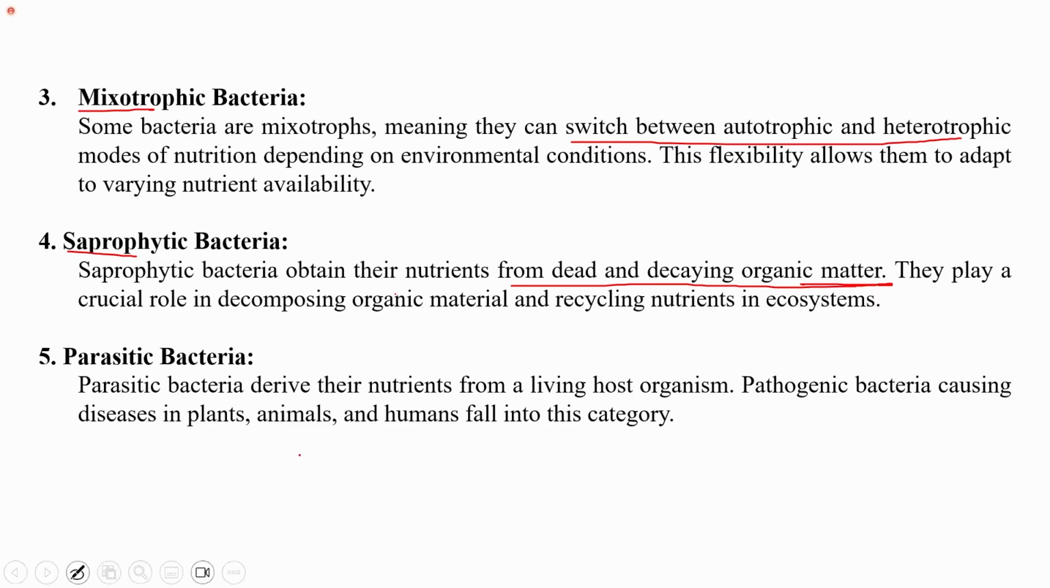The other type of mode of nutrition is the parasitic. Parasitic bacteria require a living host on which they survive. So they require a living host organism, unlike the dead and decaying matter. So here the host is living. Here the host is dead, right? Pathogenic bacteria causing disease in plants, animals, and humans fall into this category. For example, we can say Mycobacterium tuberculosis, right?